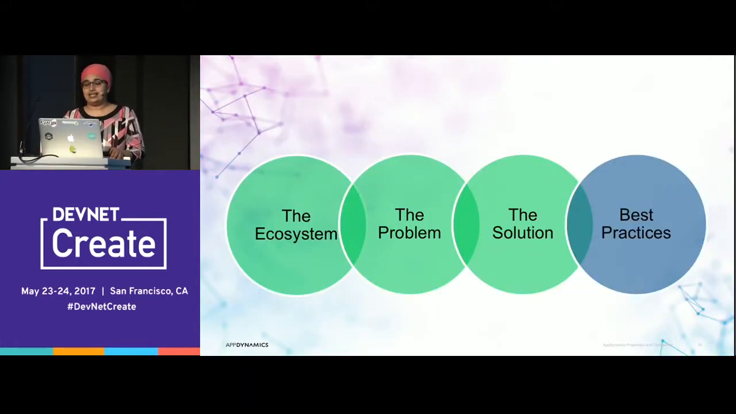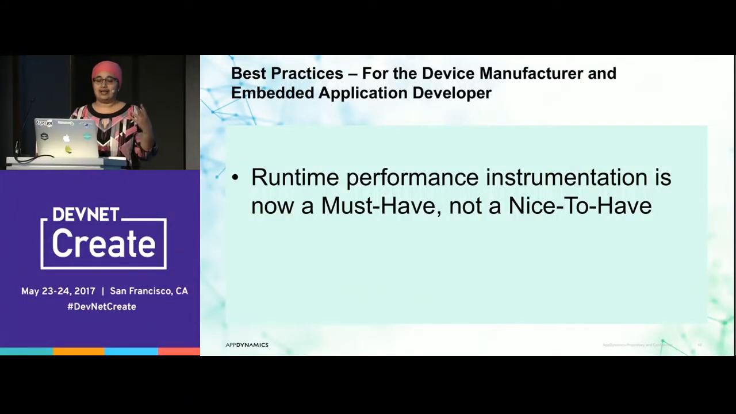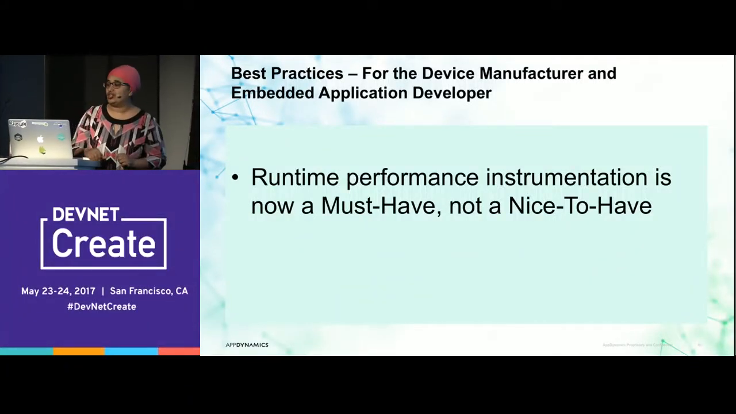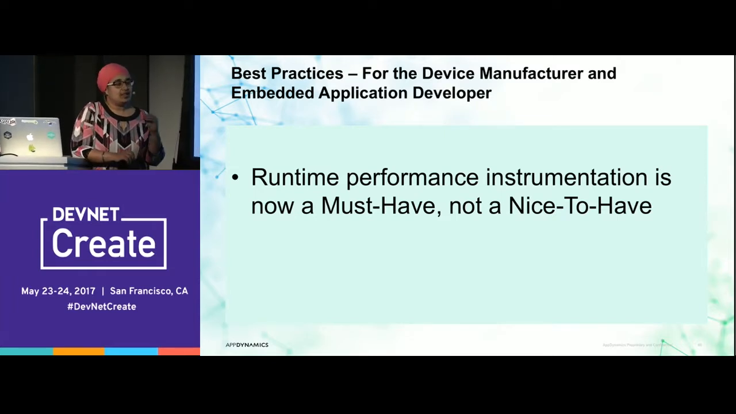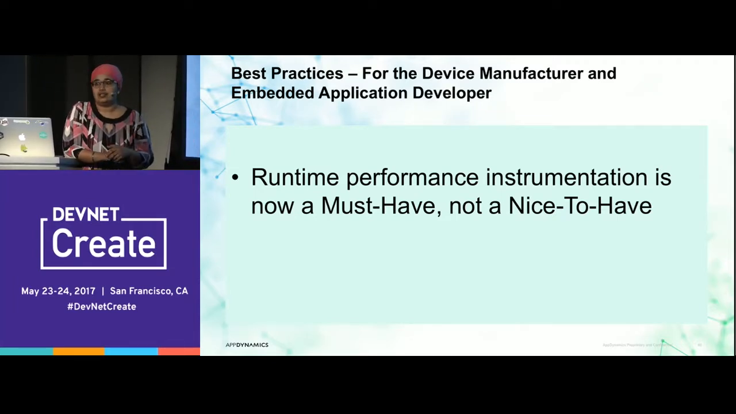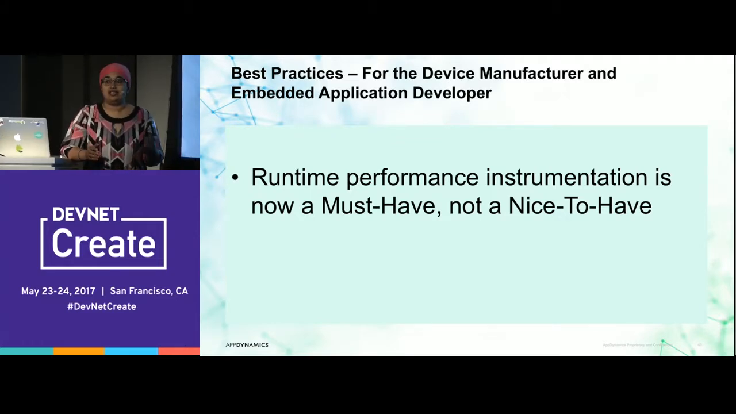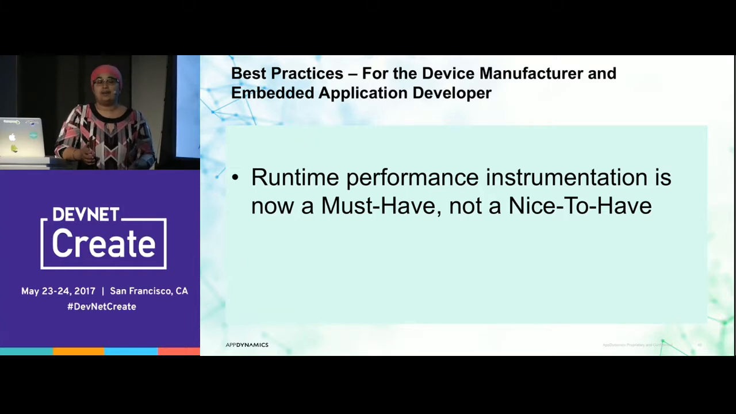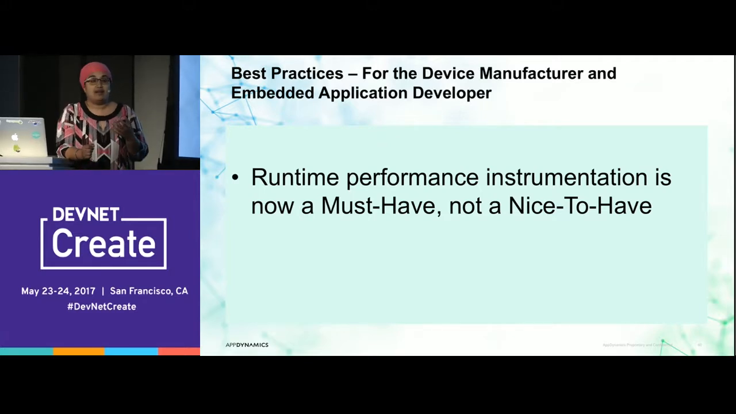So best practices for runtime performance, and one of our customers actually mentioned this once: think of runtime performance instrumentation, the hooks that you provide within your devices, don't think of it as a debug tool, think of it as a feature that you are providing. And that is a very, very true statement. Don't think of it as a luxury that you would add when you need it. Just as security needs to be built in right from design time, performance indicator hooks need to be built into your system right from design time.